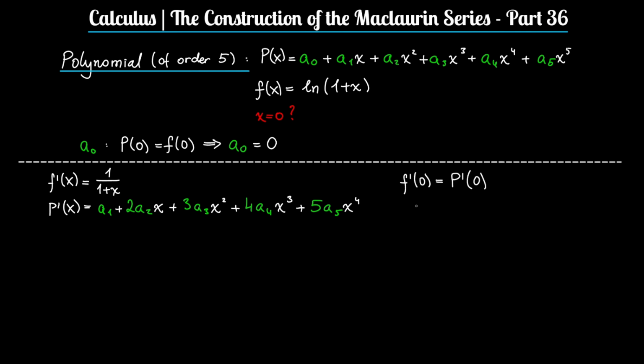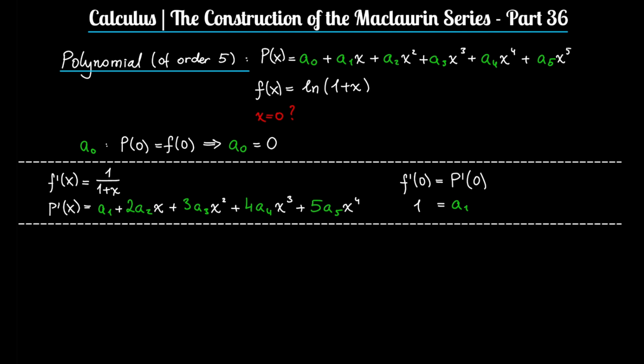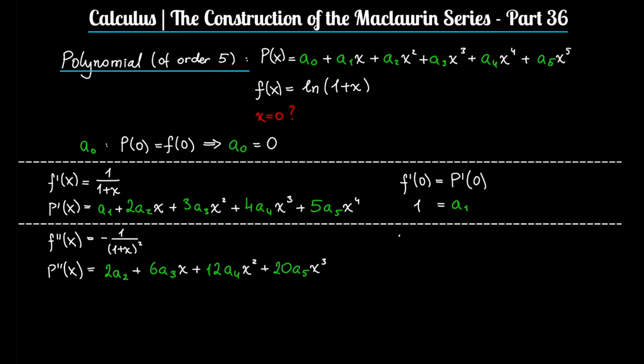Now f prime of 0 is just 1, and after we plug in 0 into the derivative of our polynomial, what we get is simply a1. So that means a1 is equal to 1. And I will keep repeating this process. Now I find the second derivative of our function and the second derivative of our polynomial. And then I plug in 0 into each of the second derivatives, equate them to each other in order to find the solution to a2. And what we get is that a2 is equal to negative 1/2.